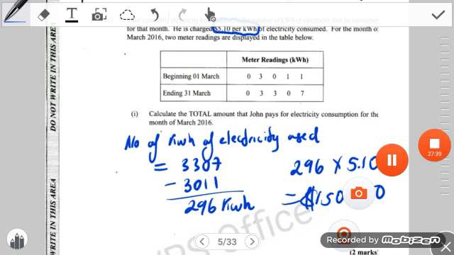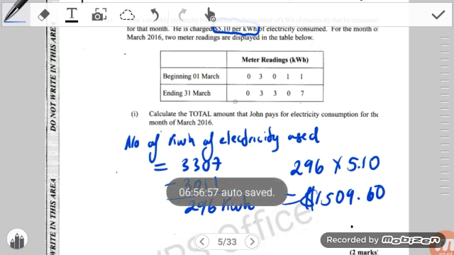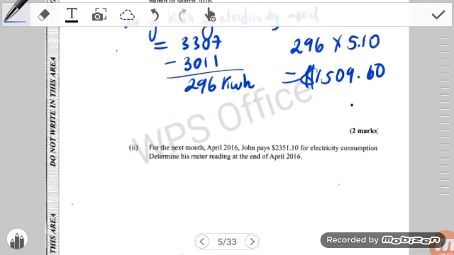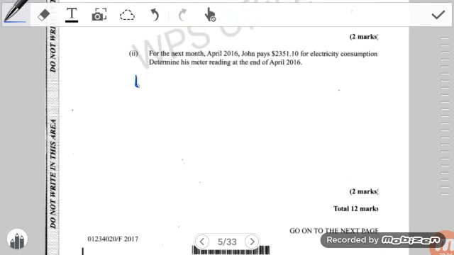Yes? All right, so let's see here. So I'm assuming that, okay, since the end of March was 3307, this was the meter reading at the beginning of April. All right, and that's a fair assumption. So let's write it down here. Beginning of April would have to be 3307.